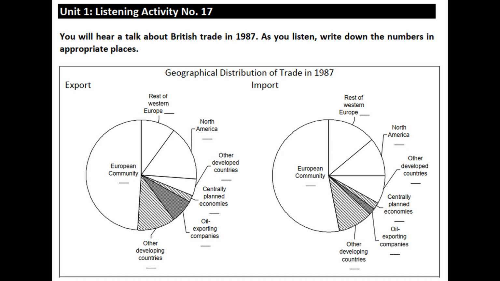Listening activity number 17. You will hear a talk about British trade in 1987. As you listen, write down the numbers in appropriate places.